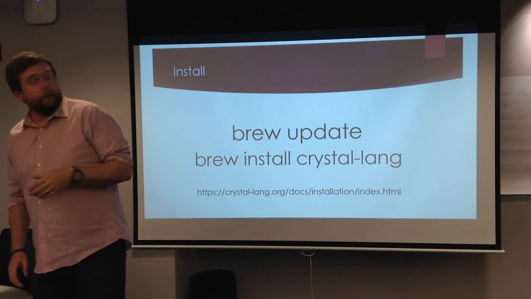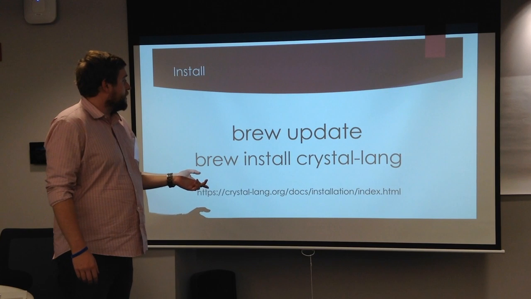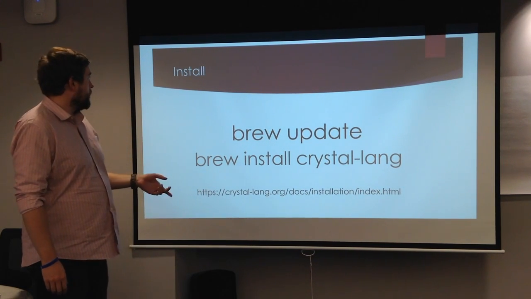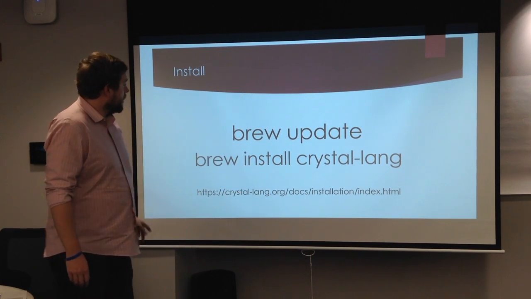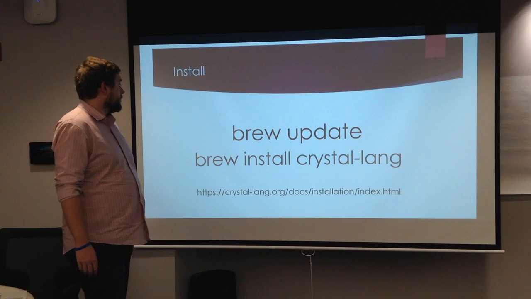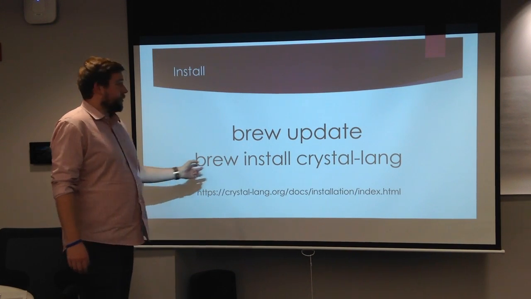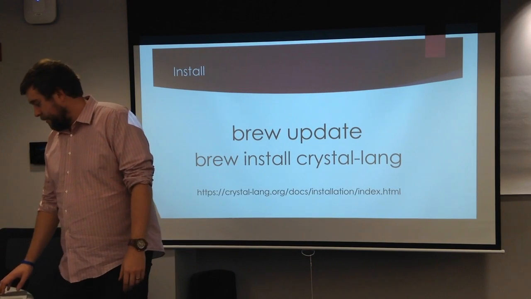And then later, I just put things like this in the slides so that if you download the slides and want to know how to get started, you can go to this URL. If you are using Mac and have the Homebrew system, you just want to do an update to pull the latest stuff, and you can brew install the Crystal language, and then that should give you the compiler and everything you need to get started.